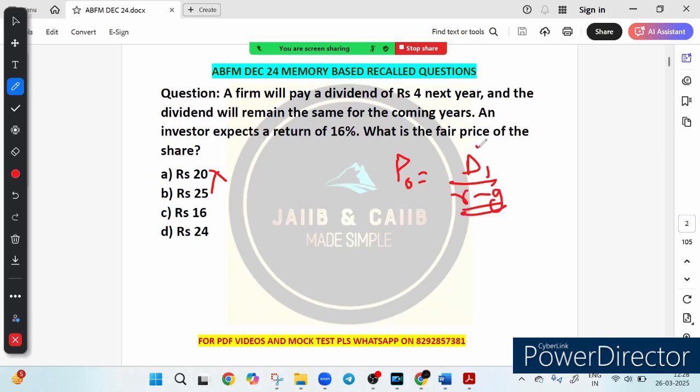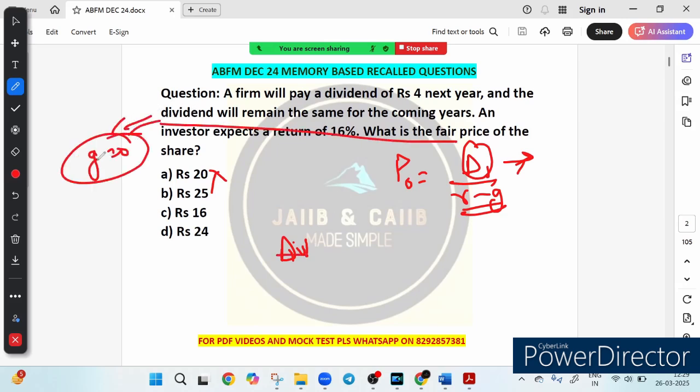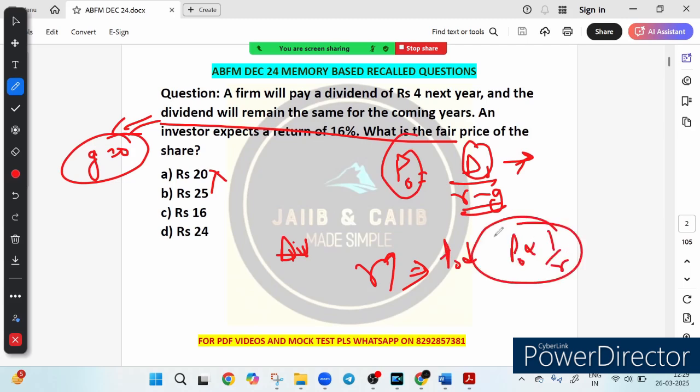Try to understand, if the question says that the dividend stays constant, what does it mean? It means that the growth rate is equal to 0. Remember, when you see the keyword dividend remains constant, it means g will be equal to 0. And one more thing you can see: if R increases, meaning the required rate of return is higher, P0 will be lower, because they are inversely related. So if the required rate of return is higher, the fair price will be lower, and the final answer to this question is ₹25.